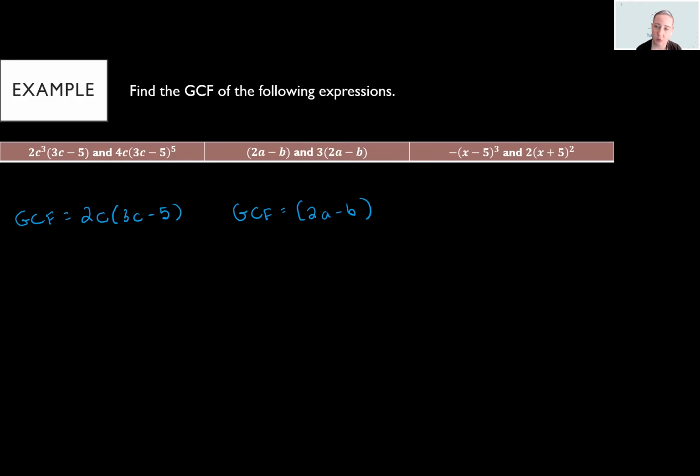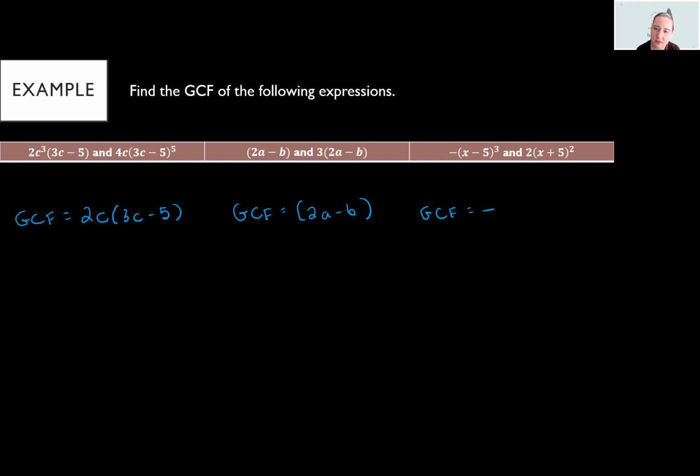And then on the right, we've got a negative, and then in parentheses, x minus 5 to the third. And then we've got a 2, and in parentheses, x plus 5 squared. So whenever you see a negative, that's part of your GCF. I'm just going to put the negative sign there. I've got no number, no coefficient in my first expression. It's just a negative out there. And then I've got a 2. So I don't have a number in common because there's nothing I can divide out. If there's no number there, there's nothing to really remove. So I just have this negative.